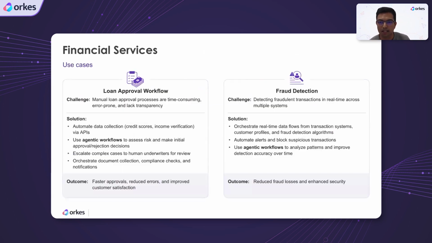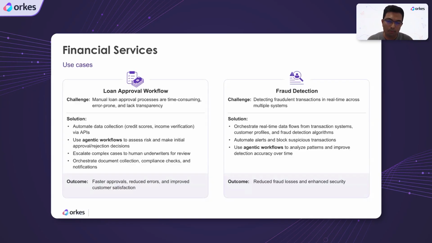With financial services, you can imagine a loan approval workflow, which tends to be manual, can be time consuming, can be error prone, and lacks transparency. The solution is you automate your data collection via APIs, use agentic workflows to assess risk and make initial approval or rejection decisions. You escalate complex scenarios to human underwriters for review and for safety and compliance concerns. And finally, you orchestrate document collection, compliance checks, and notifications. So the outcome is you get faster approvals, reduced errors, and improved customer satisfaction.